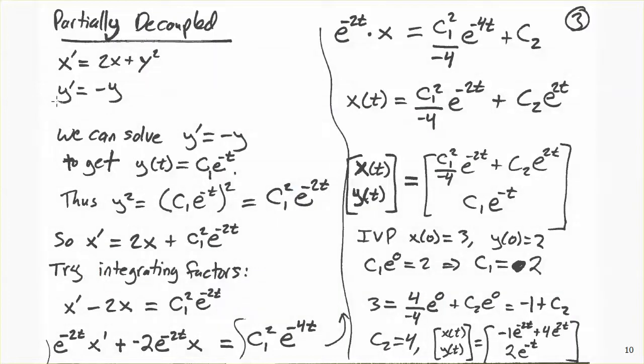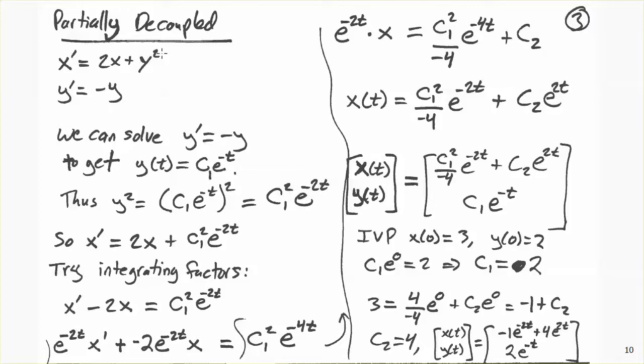All right, so I'm going to look at y prime equals negative y first. So let's solve that. Well, that's easy. Actually, it's just y equals constant e to the minus t. So that's done. And what's y squared? Well, y squared is just going to be constant e to the minus t squared. We're going to get that same constant squared, and then e to the minus t squared is e to the minus 2t. So this is what y squared is.